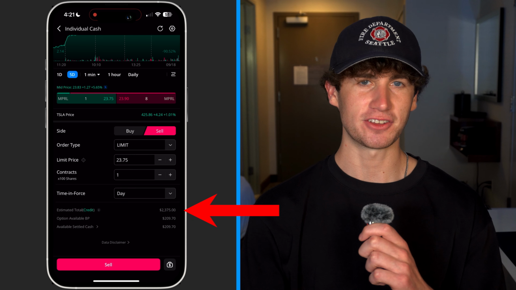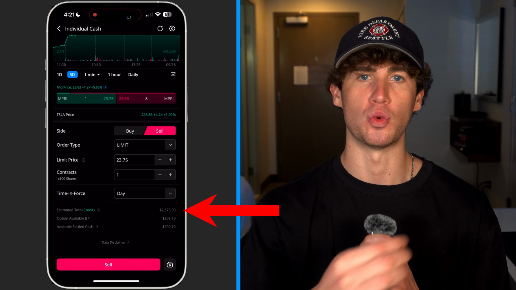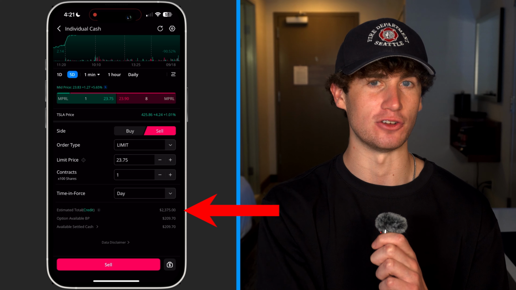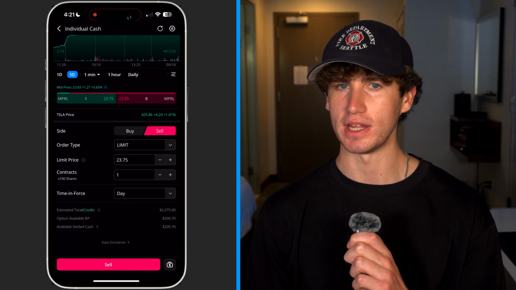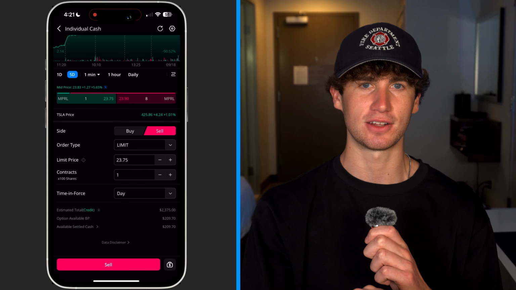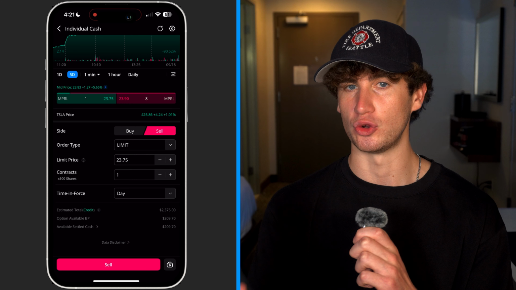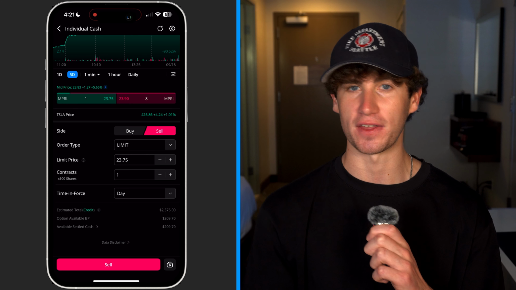At the bottom, the estimated total will be in the form of a credit, meaning the money is coming into our account. And the difference between this credit and the debit you paid to buy the option is your profit or loss. Now, you don't need to worry about your available buying power here since we're receiving this estimated total, not paying it. Hit sell, double check the order details, and as soon as your order goes through, you've successfully exited the trade and there's nothing else you need to do.